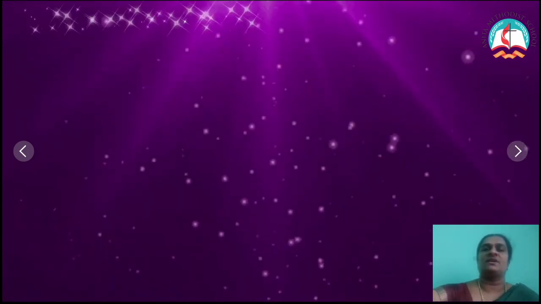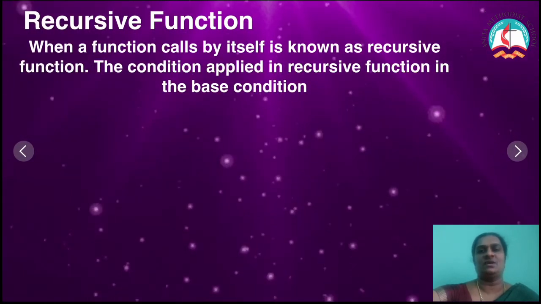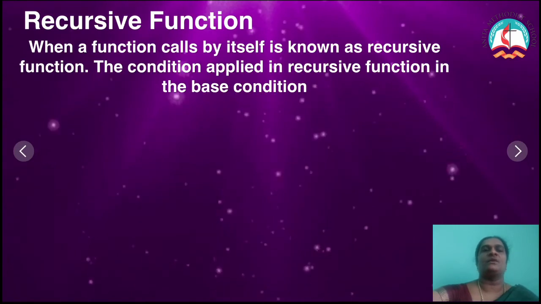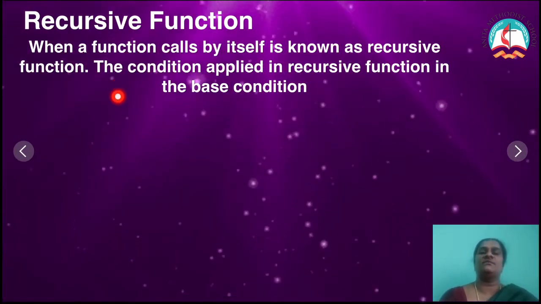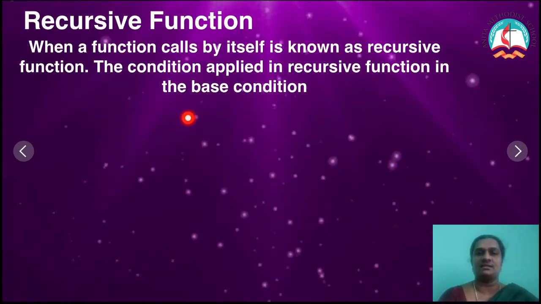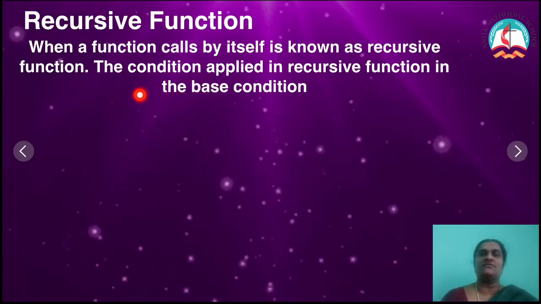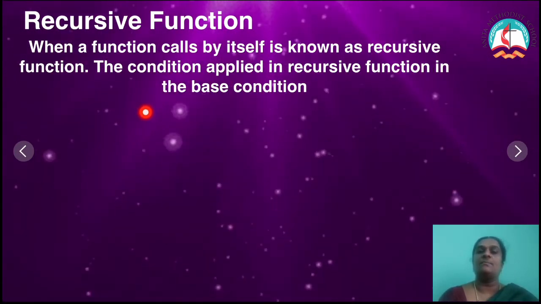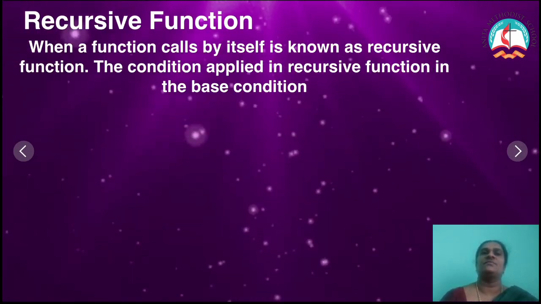The last function is called as recursive function. So what is recursive function? When a function calls itself, it is known as recursive function. When a function is calling by itself, it is known as recursive function, and the condition applied in the recursive function becomes the base condition for the program. So this is called as a recursive function.